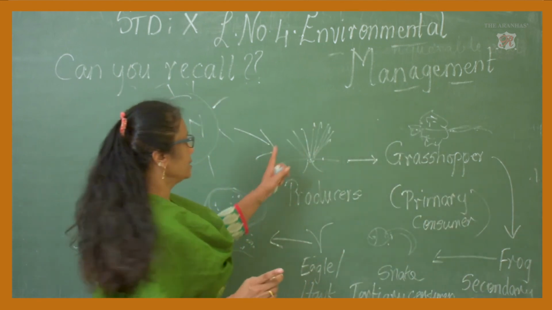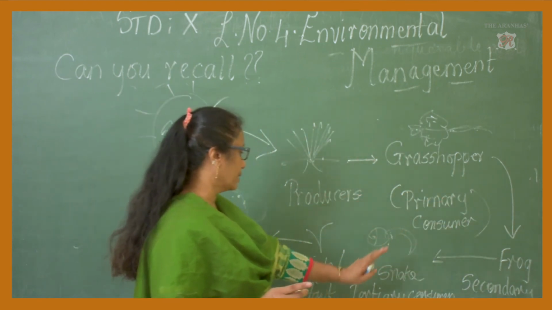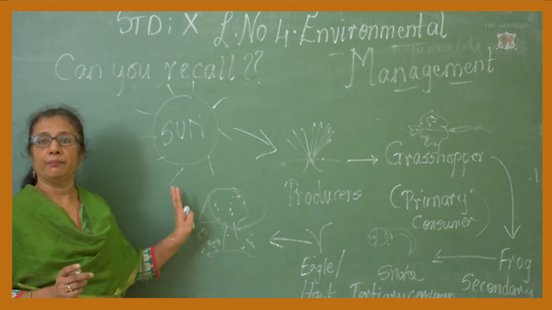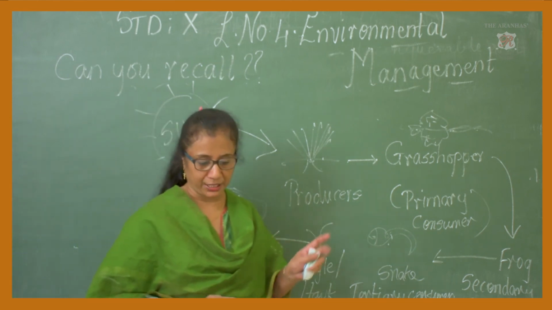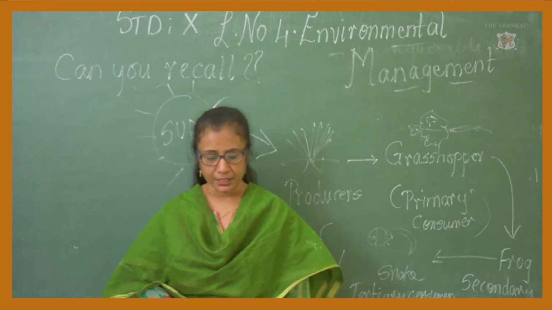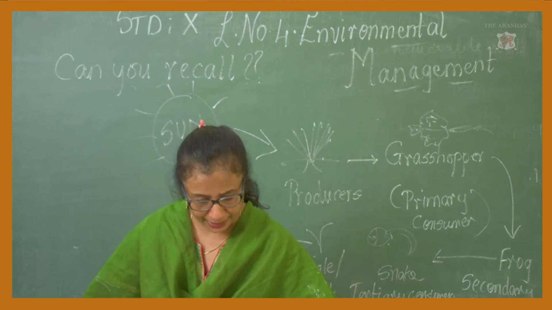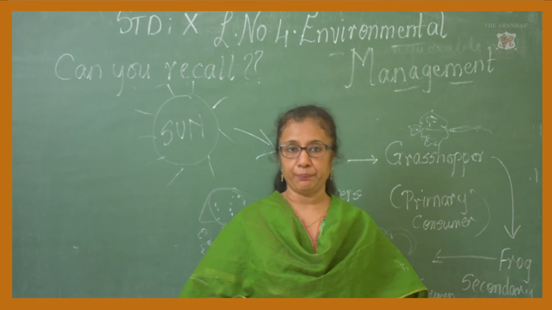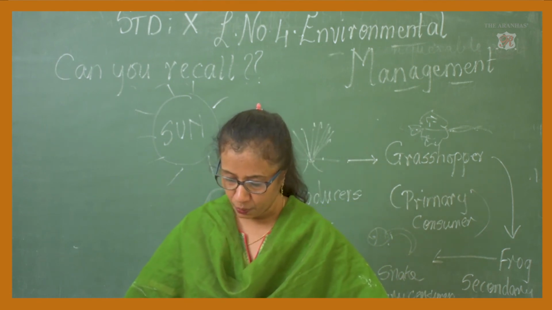It can be the plants, it can be the grasshopper, it can be the frog, it can be the snake, it can be the eagle. It is decomposed by what? By the fungi or the bacteria over there. Now, one more question is coming up: why is it necessary to convert the food chain into a food web?